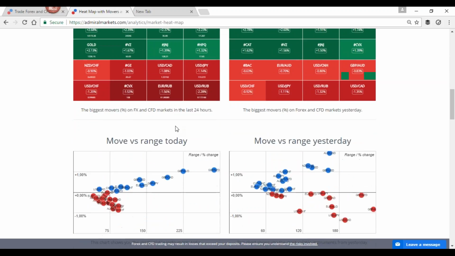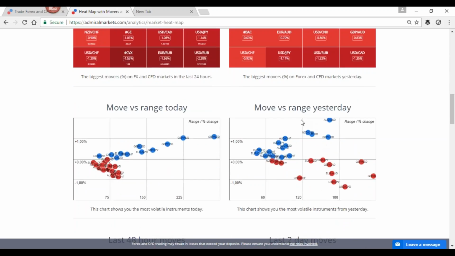And if you scroll lower, you'll see the move versus range yesterday. And I like that a lot because it indicates volatility and it indicates price movement. I'm not sure if Nenad has talked about this already. If he did, let me know. I won't dive into it too long. Otherwise, I'll assume he didn't.